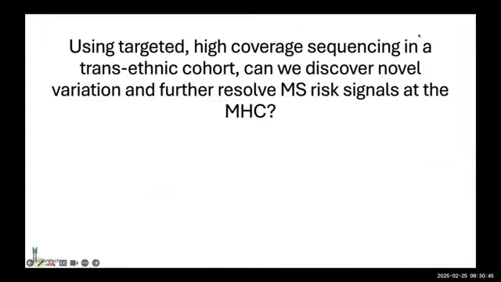So with all these things considered, our goal with this study has been to take targeted high coverage sequencing in our transethnic cohort and try to discover both novel variation and then further resolve known MS risk signals within the MHC.